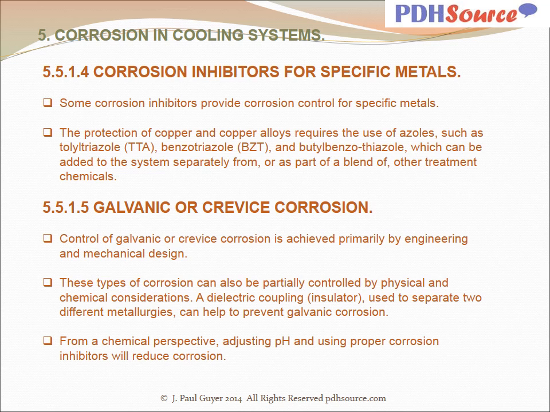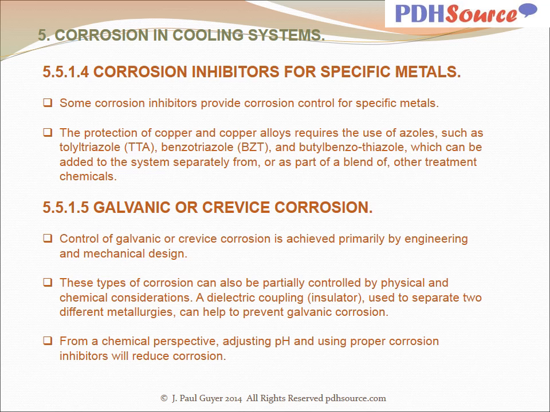Corrosion inhibitors for specific metals. Some corrosion inhibitors provide corrosion control for specific metals. The protection of copper and copper alloys requires the use of azoles such as tolyltriazole, TTA, BZT. These are all fascinating chemical names which you will certainly want to review at your leisure, which can be added to the system separately from or as part of a blend of other treatment chemicals.